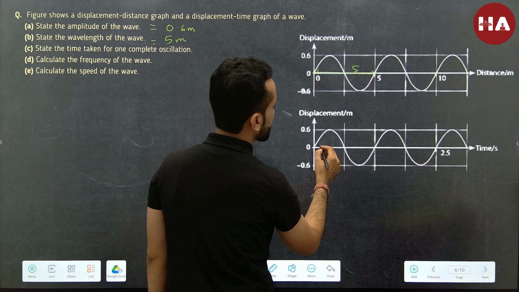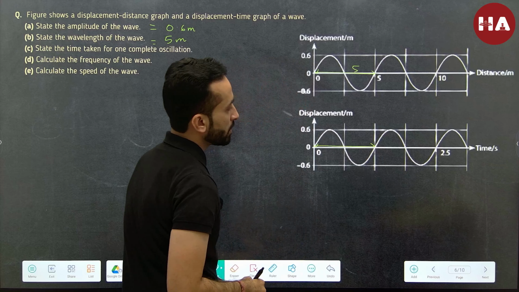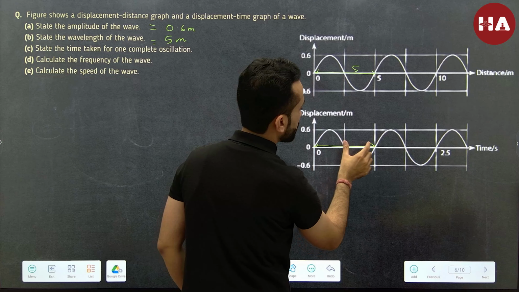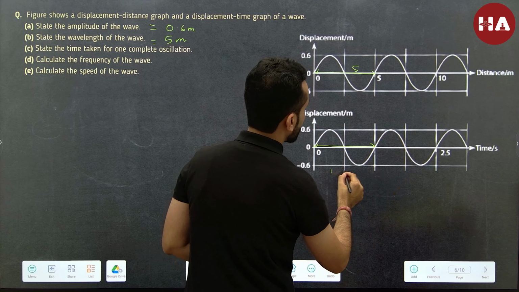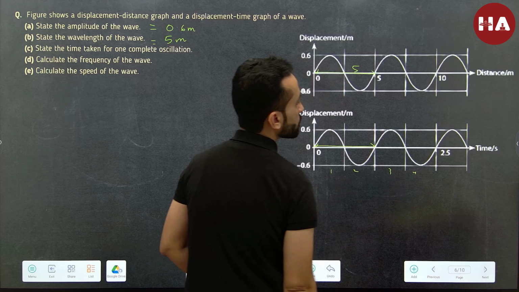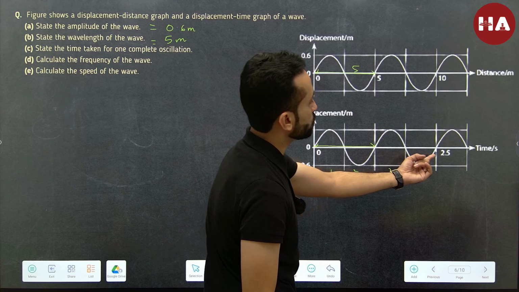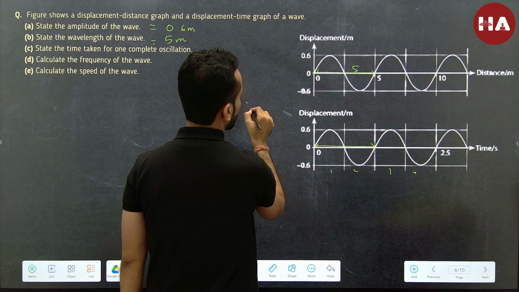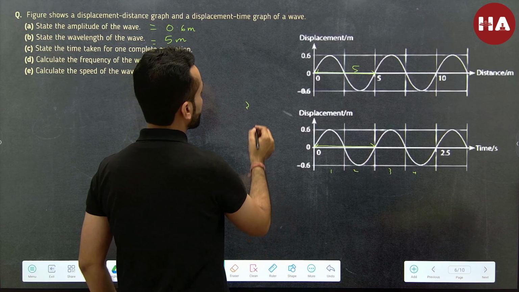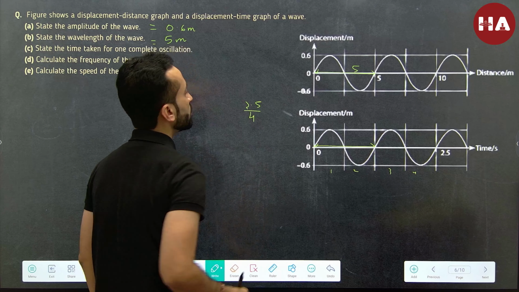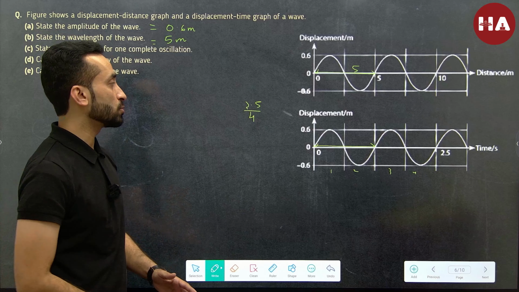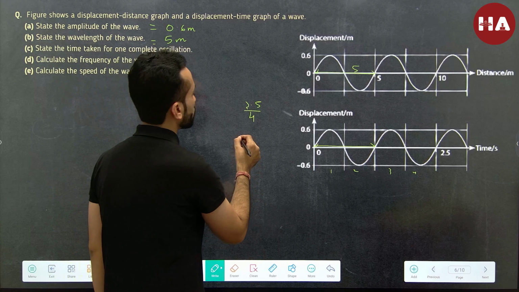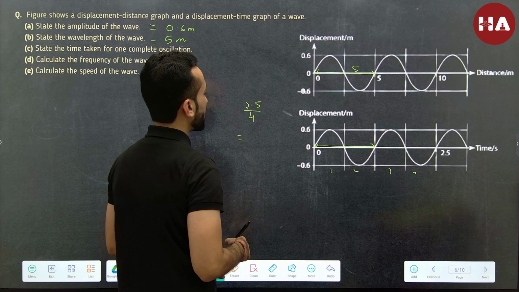So this is giving us the time. How much is this? This is 2.5. So this is like 1, 2, 3, 4. So in 4 blocks we have 2.5. What is one block equal to in seconds? So 2.5 divided by 4, isn't it students? So that is going to be how much? 0.5.